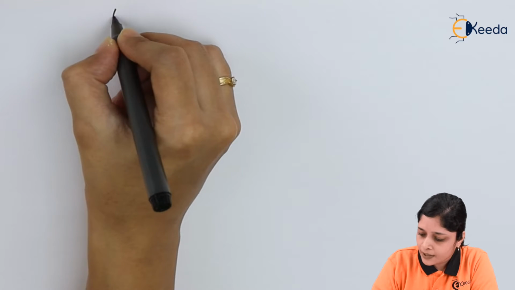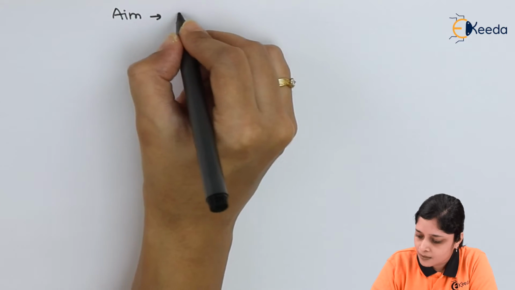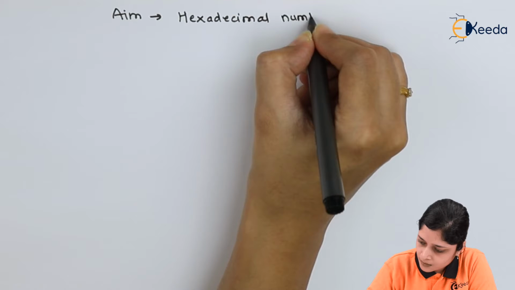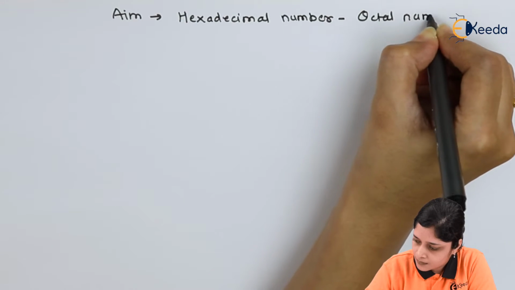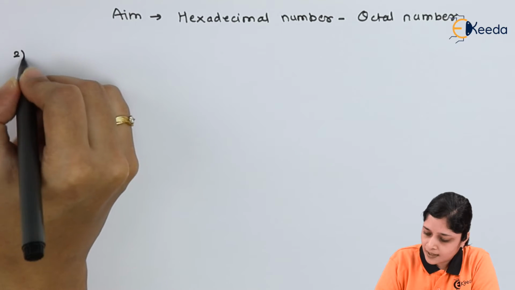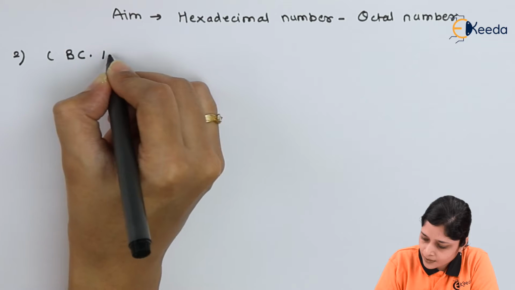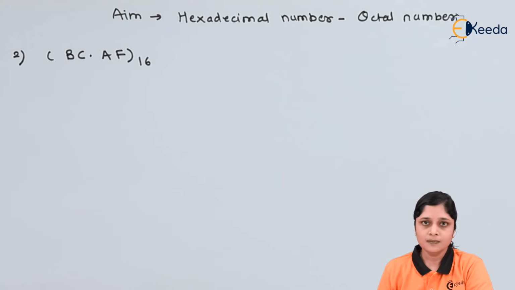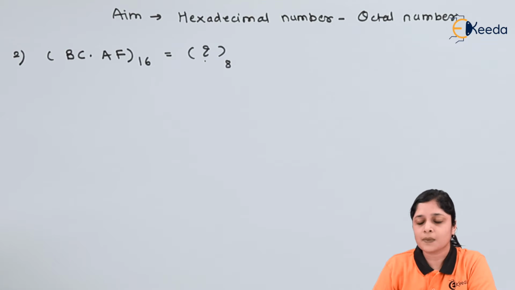Now start with second example. Again you write down your aim. Your aim is convert hexadecimal number to octal number. Your second example is BC point AF to the base 16. You have to convert this number into octal number system.